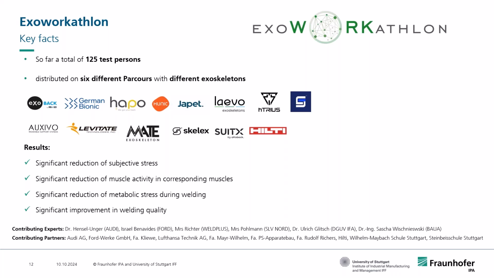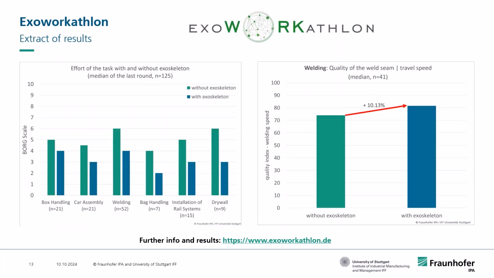Significant reduction of metabolic stress during welding, and this also leads to a significant improvement in the welding quality, because if you have less stress on the muscle and on the metabolics, you can hold the welding device longer in, let's say, a good position, and this leads to an increase of the welding seam and the travel speed. It stays the same over time. You don't get slower because your arms are getting heavy, you stay at the same speed.